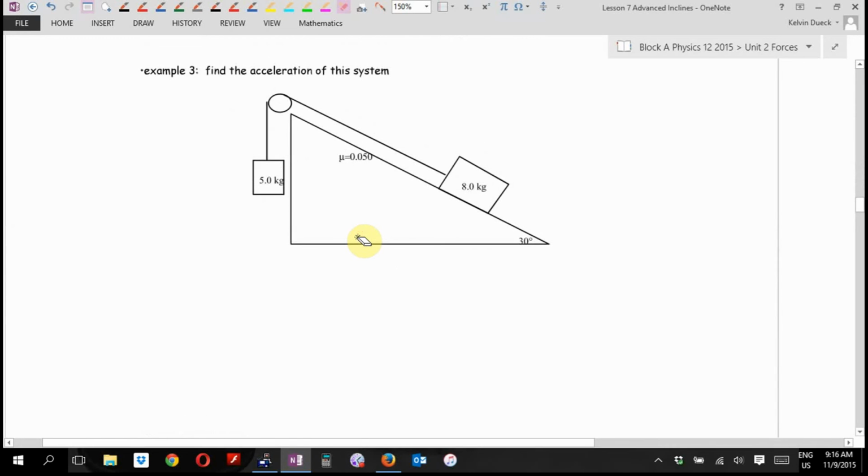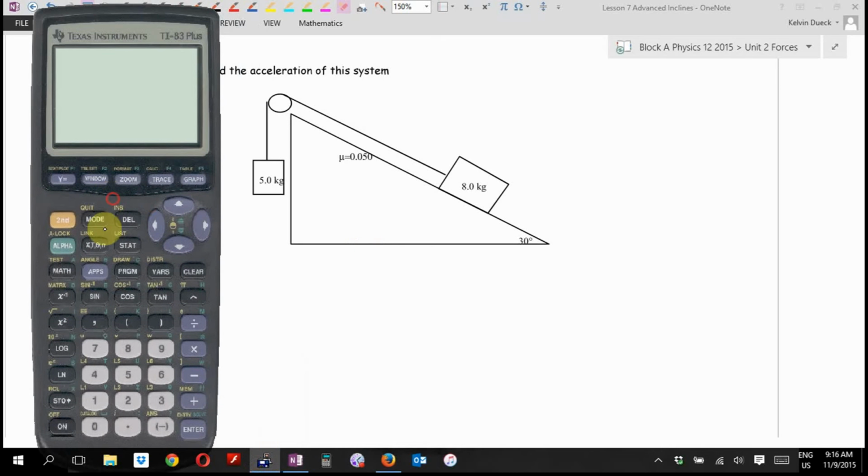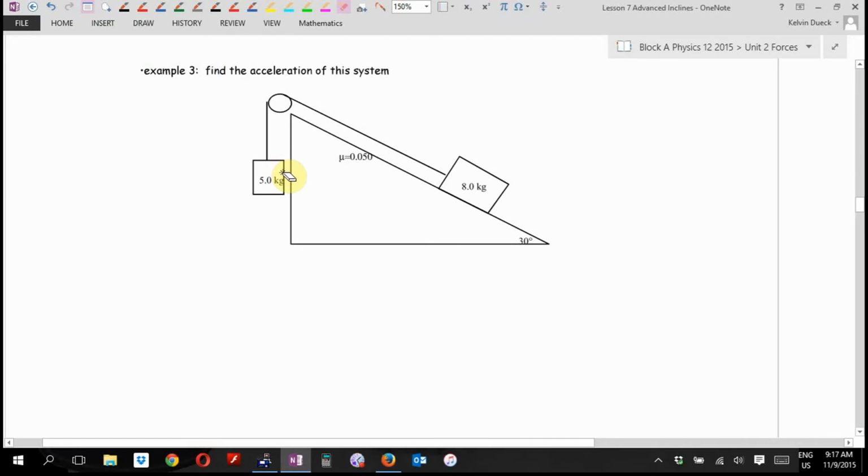Example 3 says, find the acceleration of this system. If the 8 was hanging down and the 5 was on the hill, the 8 has to be the winner, because hanging straight down is always going to exert a bigger net force. But if I wanted to, I could crunch this. I could very quickly say 5 times 9.8, that's the net force downwards, and then 8 times 9.8 sine 30. So really, this is winning. Let's guess wrong just for giggles to show you how easy a fix it is.